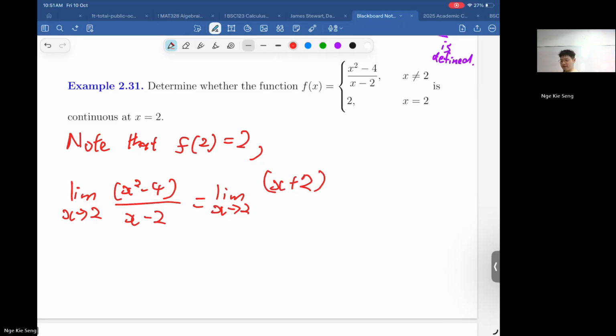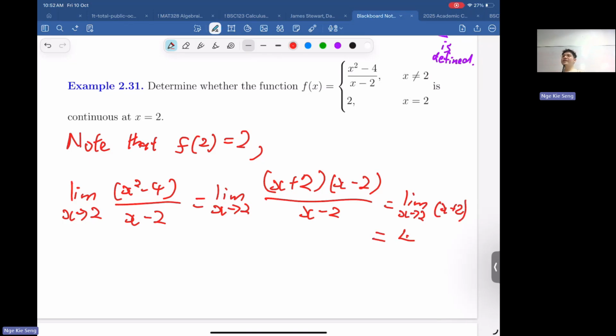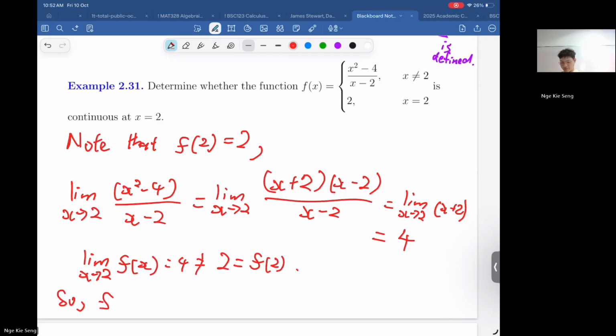Which function? X plus 2, because we can do simplification when x is not equal to 2. Okay, so if you do this calculation, what do we get? We get 4. Still fail, because the limit is not equal to the function value that we defined. Okay, still fail. Too bad. So f is discontinuous at x equals 2.